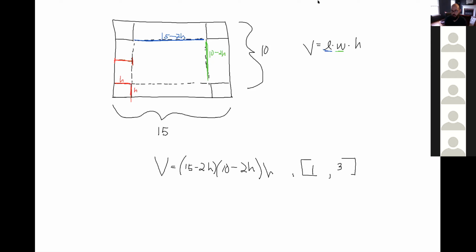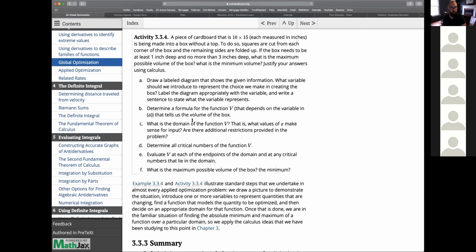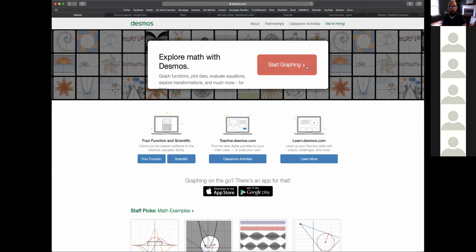The largest volume be 252? I don't know. Let's find out, right? So let's go ahead and plug this thing into Desmos. I'm going to switch my sharing here, and we'll plug it into Desmos.